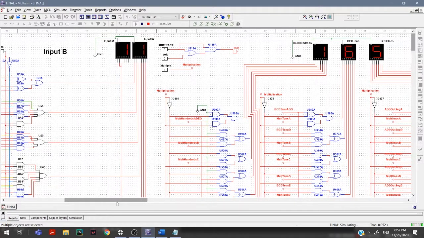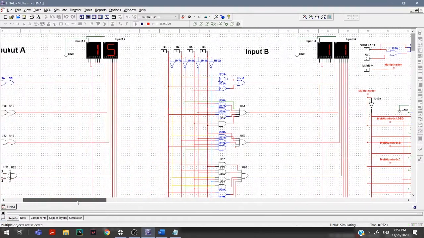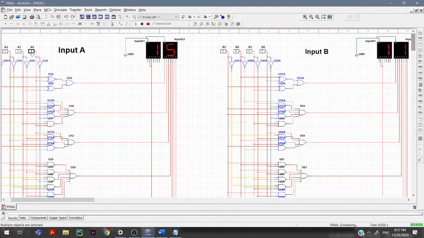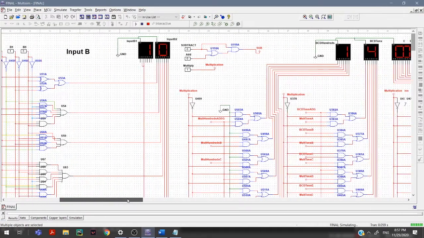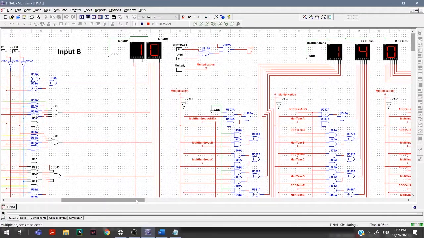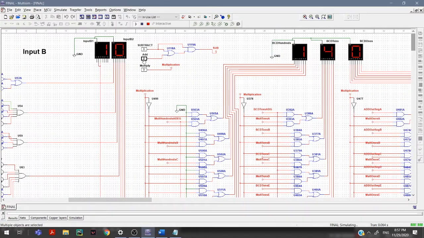So let's try other values first, to confirm the effectiveness of the circuit. We have 14 and 10. So 14 times 10 is equal to 140. And let's try to add: 14 plus 10 is equal to 24. And 14 minus 10 is equal to 4.